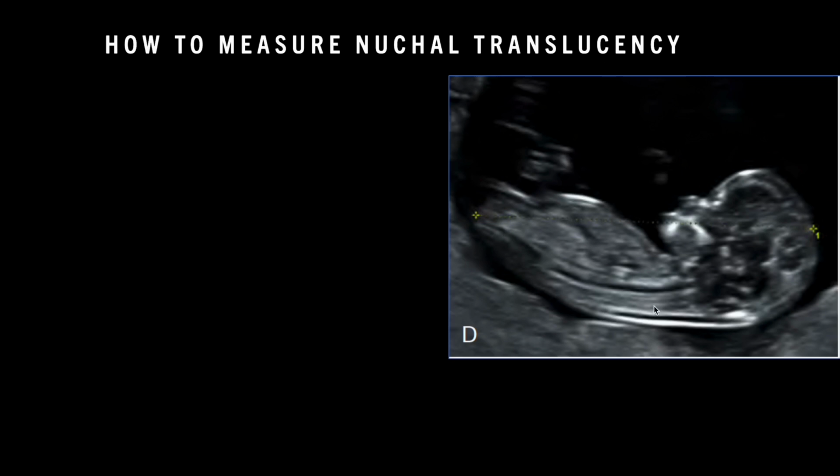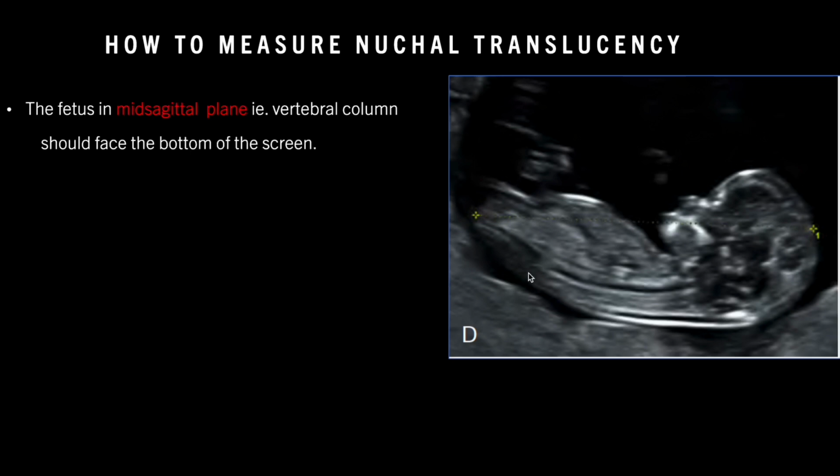So this is the ideal position of the fetus to measure nuchal translucency. For measuring nuchal translucency, ideal positioning is quite important because a small change in the nuchal translucency thickness can have serious impact on the patient management. So ideally we measure nuchal translucency in the mid-sagittal plane. The vertebral column should face the bottom of the screen. Here we can see the vertebral column of the fetus is facing the bottom of the screen. Ideally, we should be able to see these four structures: tip of the nose, nasal bone, hard palate, and the diencephalon.